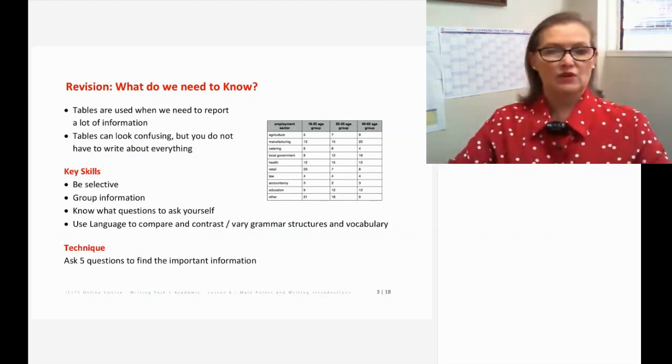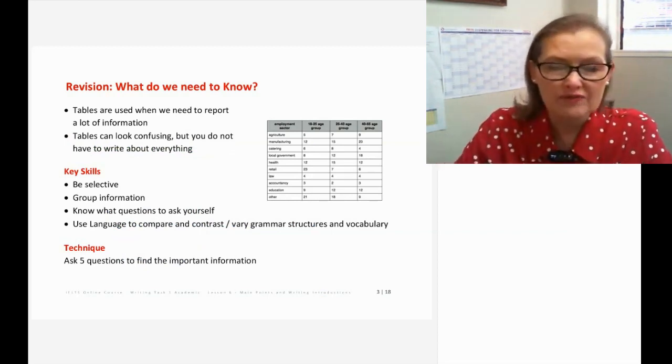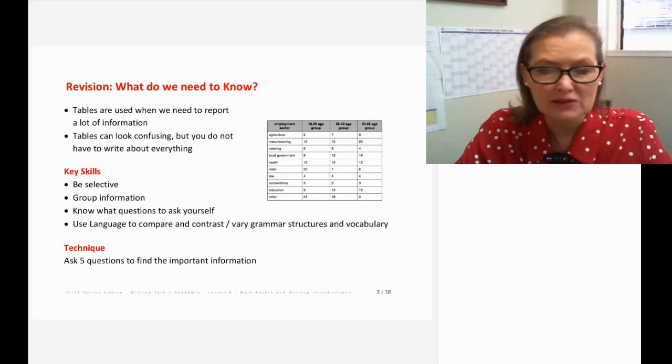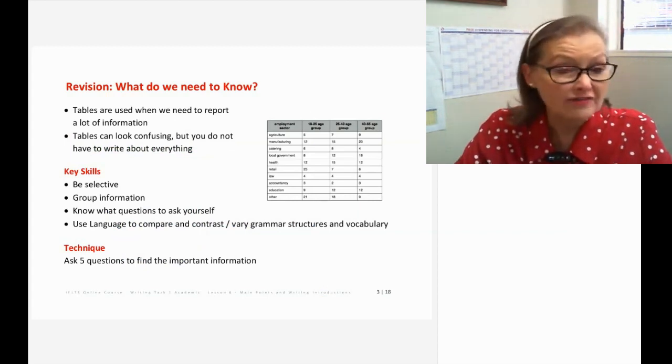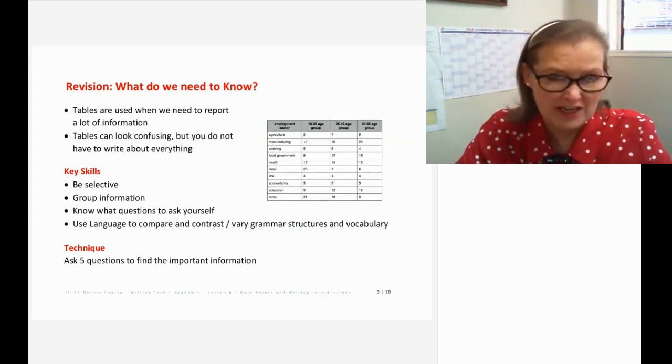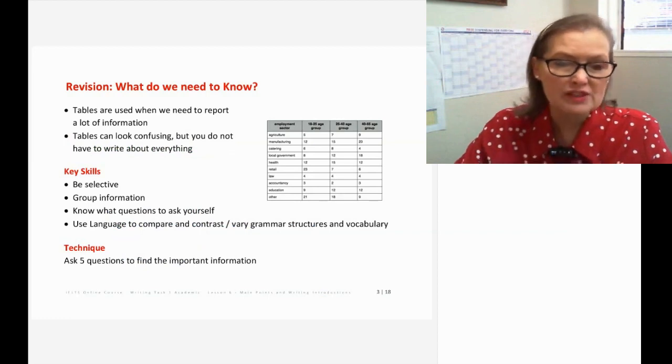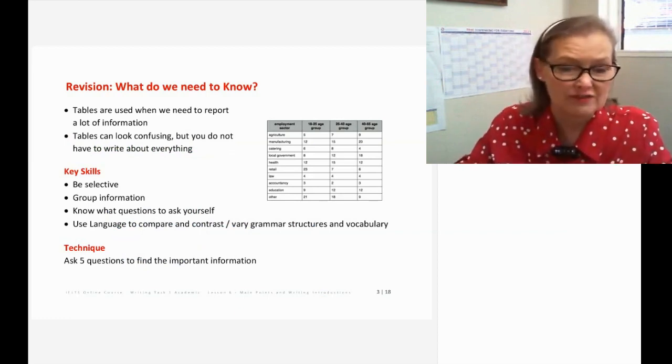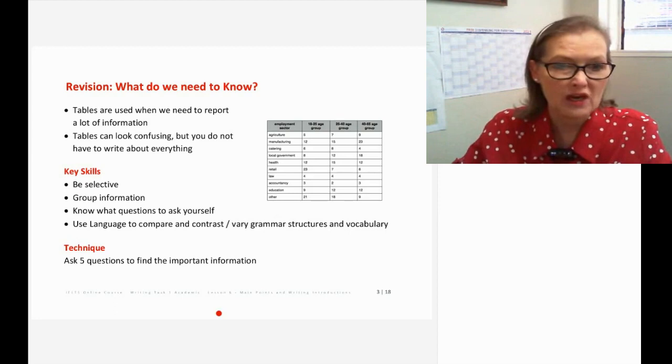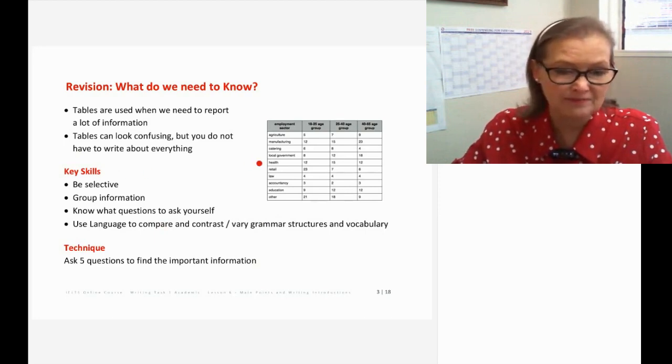So let's just have a look at what we need to know. Very often we can get a table or a bar graph, and these have a lot of information in them. And of course, we do not have to write about all the information. We really want to pull out the main points. So they can look confusing, but we do not have to write about everything.